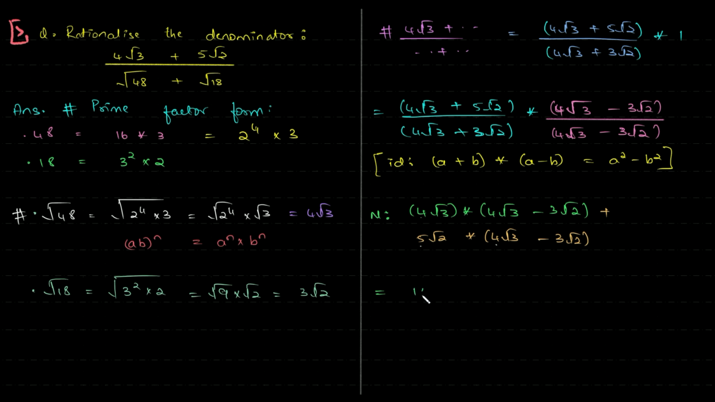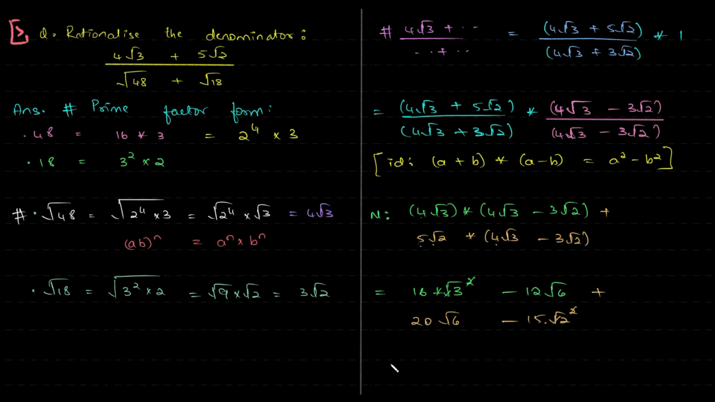4 into 4 is 16. Root 3 into root 3 is root 3 square, which is, let me write the entire thing, 3 itself. Plus into minus is minus, 4 3s are 12. Root 3 into root 2 is root of 6. Now I am happy. Plus 5 into 4 is 20. Root 2 into root 3 is root of 6. Plus into minus is minus. 5 into 3 is 15. Root 2 into root 2 is root 2 square, which again will cancel each other.